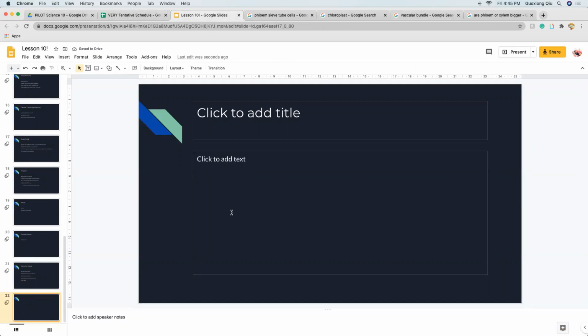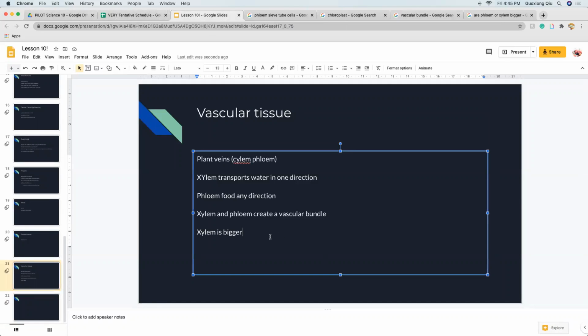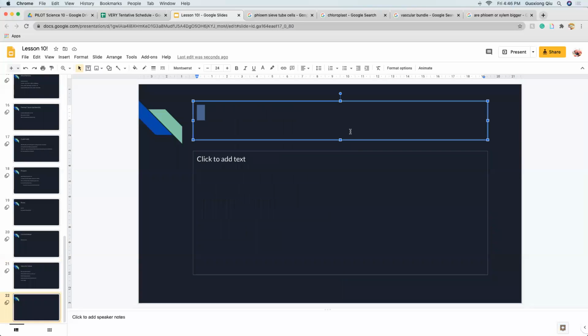Next. Jokes, I'm not done with this. Xylem is bigger. Why do plants need to put water? No, I'm actually done with this. Next topic.